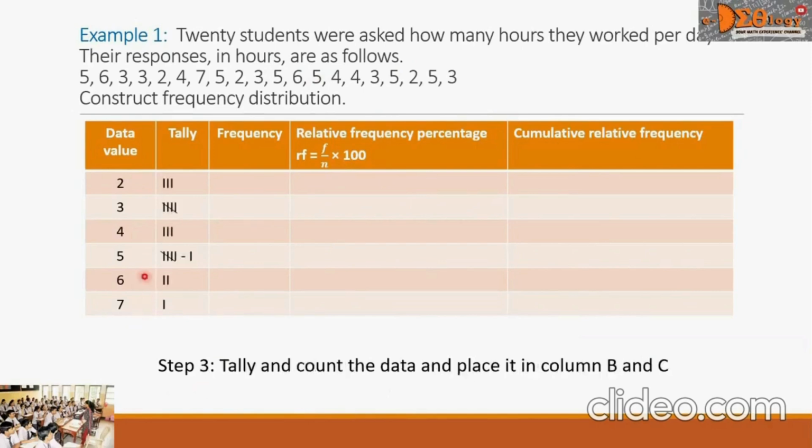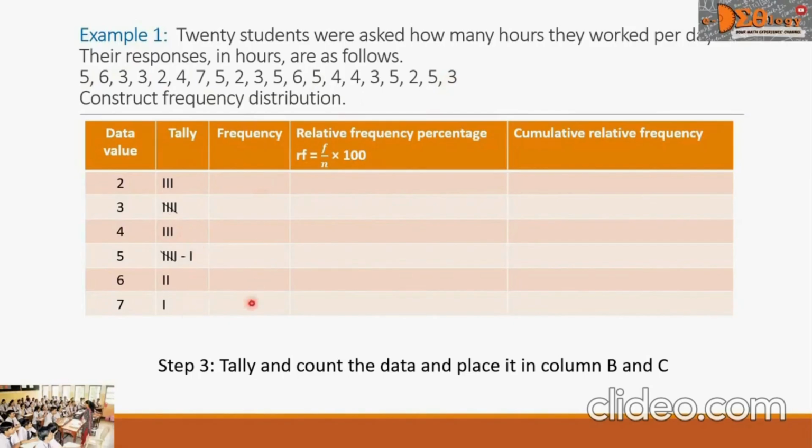For step 3, we will tally each raw data in the dataset and put it in the corresponding data value in our tally column. So in here, it means 3 times the number 2 appears in our data set. The same is true with number 3, 5 times it appears. For number 4, 3 times, and so on and so forth.